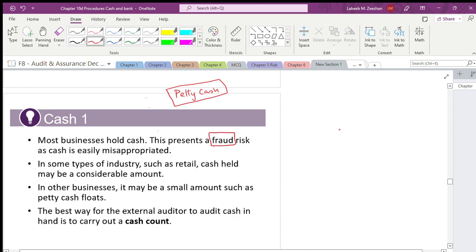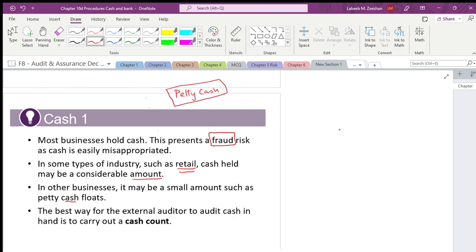Risk: cash is easily misappropriated. In some types of industry, such as retail, cash is held in a considerable amount. You see the hypermarkets, the malls. Hypermarkets are basically retail businesses, where 90% of the transactions will be in cash only. In metropolitan cities you can use plastic money, but if you go to interiors, most of the people still use cash. In other businesses it may be a small amount, such as petty cash flows.